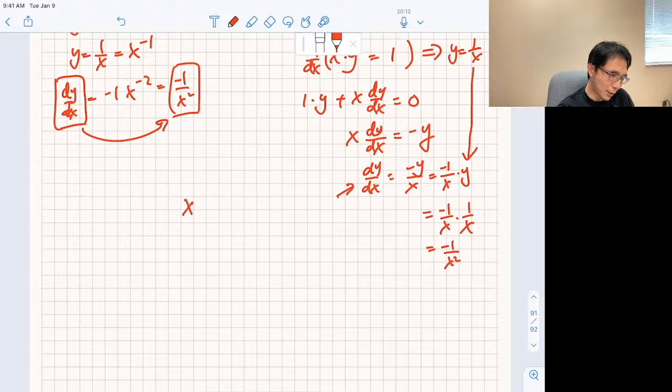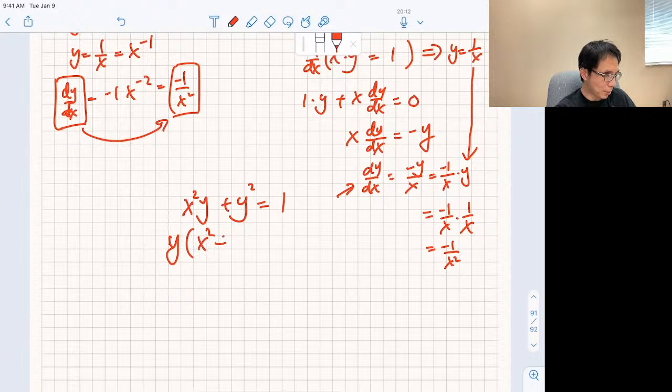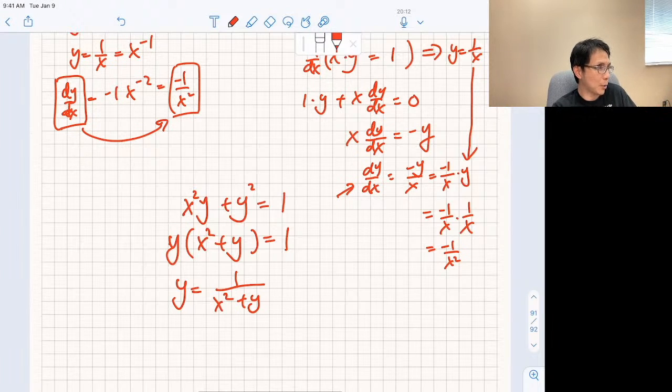For example, you have this: x squared y plus y squared is equal to 1. So then you look at this function and ask, is it possible for me to solve for y? No, because I can take out y, right? That's going to be x squared plus y, equal to 1. If I move to the other side, you're like, I'm stuck, right? I still have y on the other side. That's not the goal. The goal is to make y equal to a function of purely x.